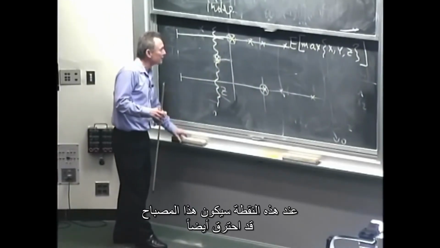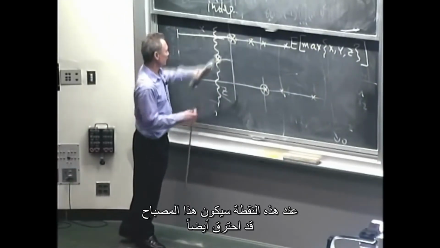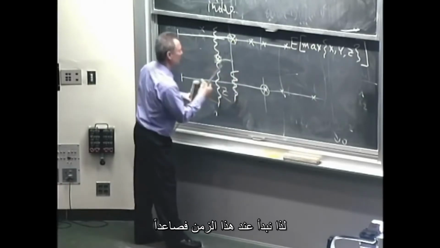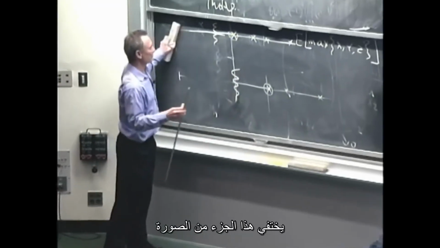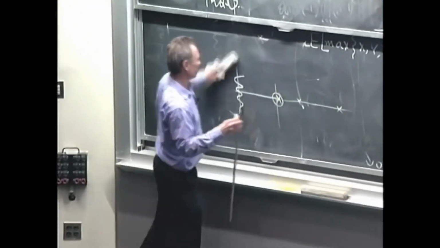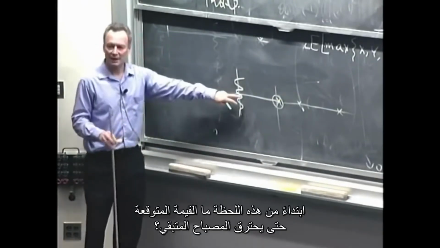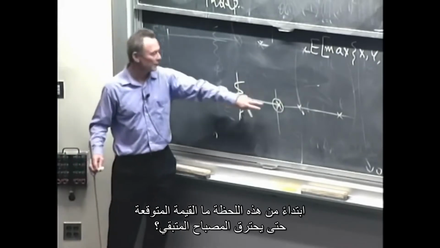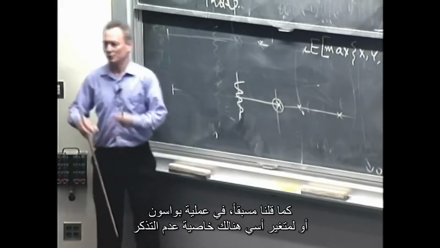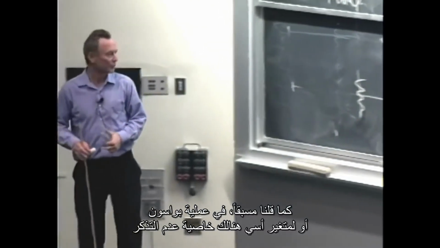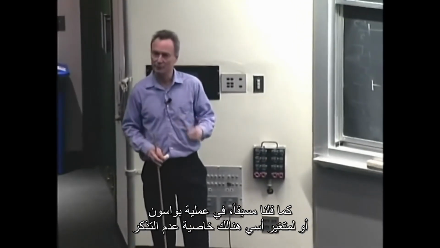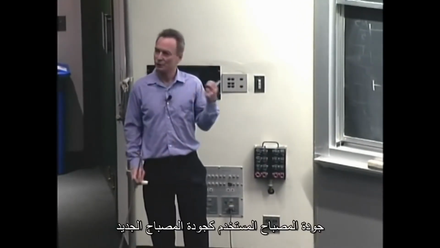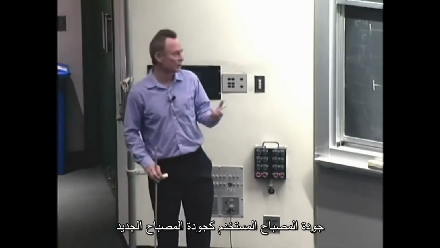So at this point, this bulb now is also burned. So we start looking from this time on. That part of the picture disappears. Starting from this time, what's the expected time until that remaining light bulb burns out? Well, as we said before, in a Poisson process or with exponential random variables, we have memorylessness. A used bulb is as good as a new one.